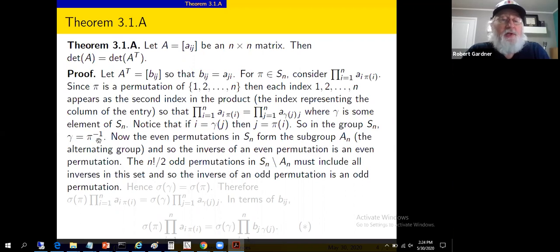That gamma function is going to have to be the inverse of the pi function. If we get i equals gamma of j, as we're requiring, then we'll need j to be pi of i. We'll need the second entries to be the same. So in other words, we need this gamma function to be pi inverse. So whatever permutation pi was, this gamma that I've introduced is the inverse of pi.